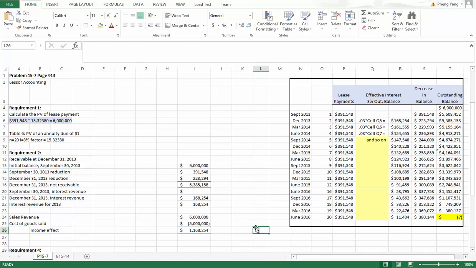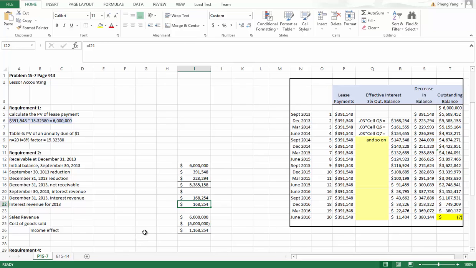This addition, however, occurs automatically as we make the usual adjustments for the change in receivables and for the change in inventory. And as far as the $168,254 interest revenue, that increased net income actually did increase cash. So for the $168,254, no adjustment to net income is necessary.